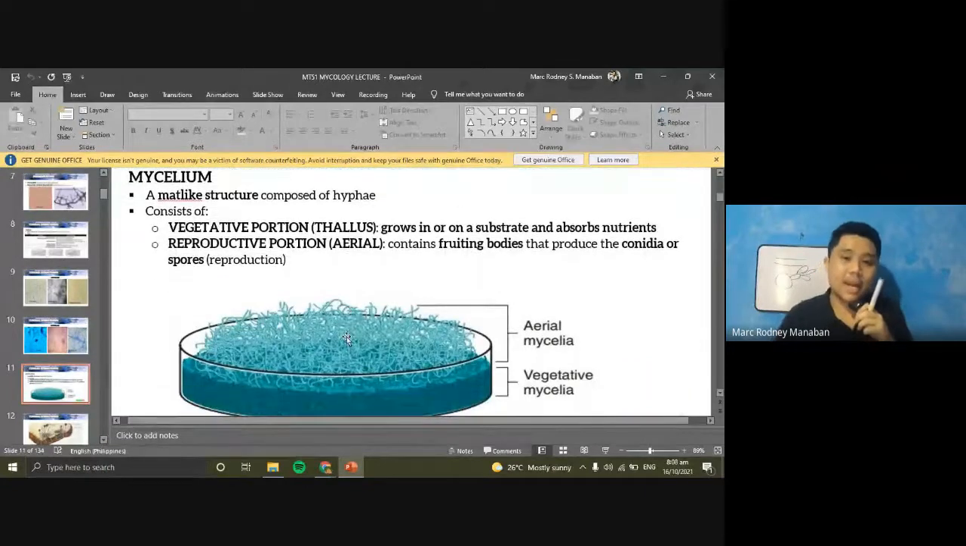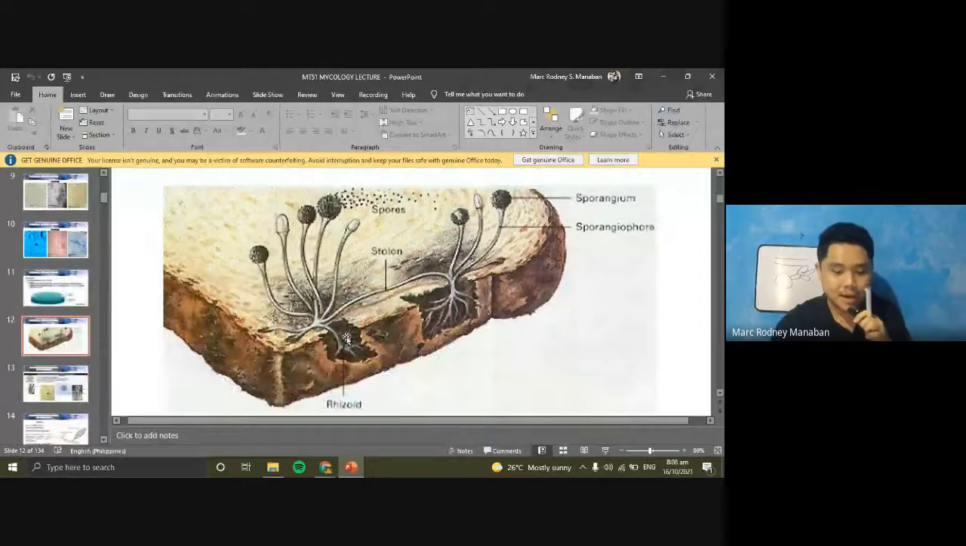Alright. Mycelium, again, groups na siya of hyphae. Groups of hyphae, again, mycelium, and they form a mat-like structure. And again, this is known as mycelium, all right? Now, here's an example of a bread, di ba, na mold.